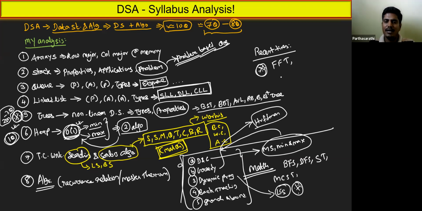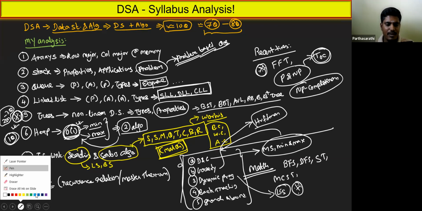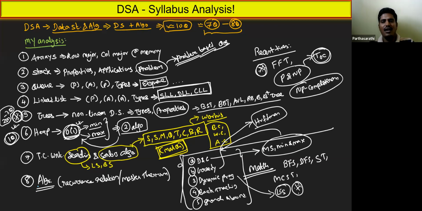Also, they will be asking about the P and NP problems with respect to polynomial time and non-polynomial time. This topic will be covered with respect to theory of computation also, right? Under the topic called NP completeness. So these are all the very important topics that are asked frequently in recent times. So if you ask me what are all the things that we have to concentrate on, all these things we have to concentrate on.